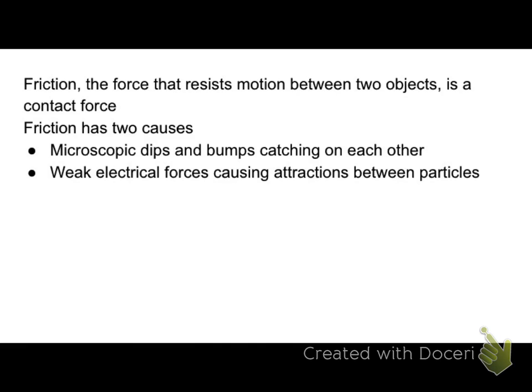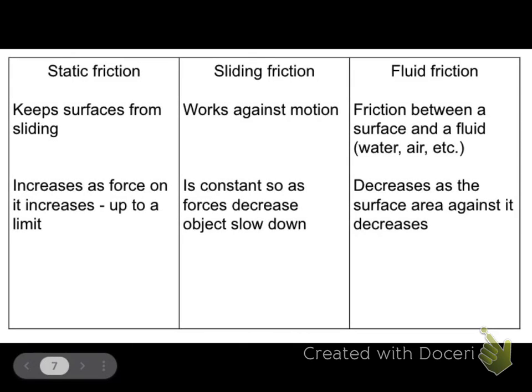There are 3 types of friction that we're going to talk about. There is static friction, which is the friction for an object that is not moving. This is what keeps surfaces from sliding. So if you set your iPad down on your desk and it doesn't slide off, that's because there is static friction between your iPad and the desk, okay?